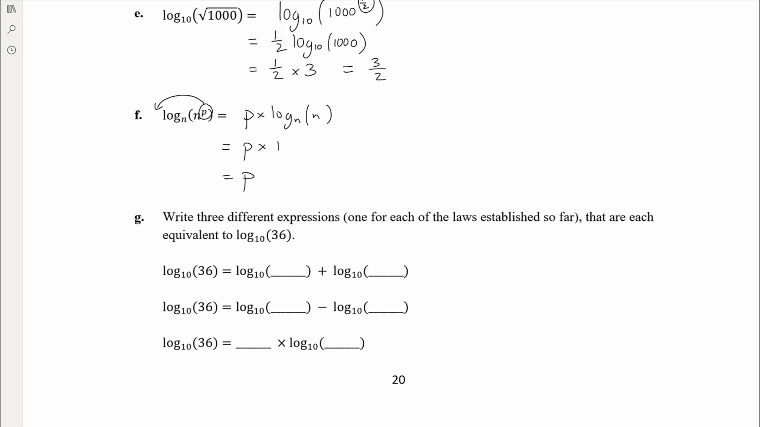So in the first example, log base 10 of 36 equals log base 10 of something plus log base 10 of something. Okay, so we know if we're adding logs, we combine them together by multiplying the things in the log. So as long as the two numbers in these spaces multiply together to give 36, it doesn't matter what they are. They could be 6 and 6, they could be 1 and 36, they could be 2 and 18, they could be 4 and 9, whatever.